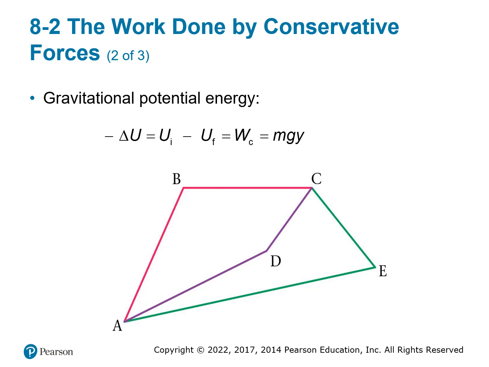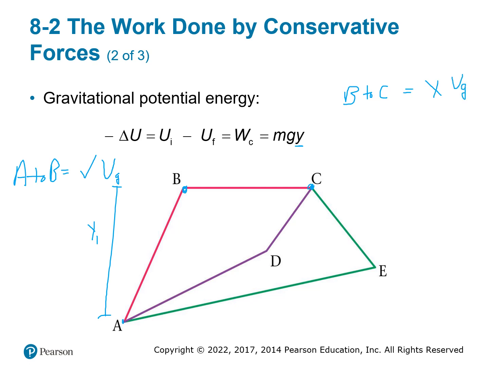So if you measured the potential energy from point A to point B, you have some sort of height. All right, so we'll call this y1. From A to B, you have gravitational potential energy. If you go from B to C, you don't have gravitational potential energy. There is no y. There is no change in height. So there is not gravitational potential energy.